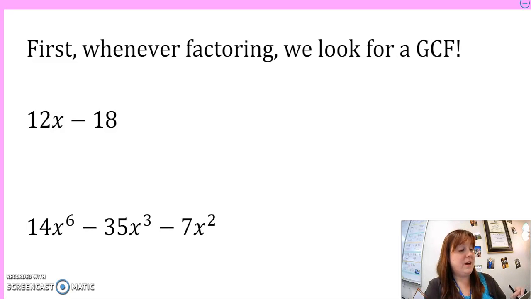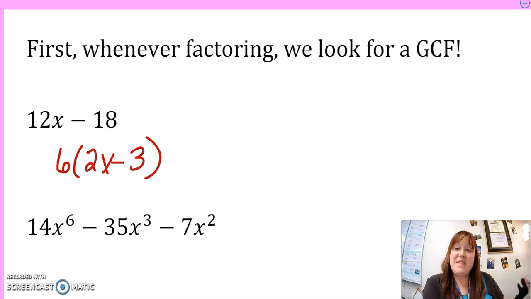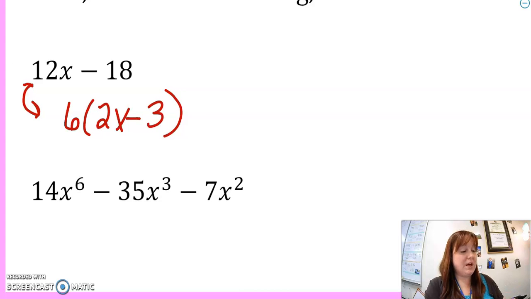So I'm going to have a 6, and that becomes 2x minus 3. And that's it. That's all I can pull out. That's the only thing they had in common. So now this is factored. These are the same expression, just in different forms. And what about for this one? What can I pull out of this one?